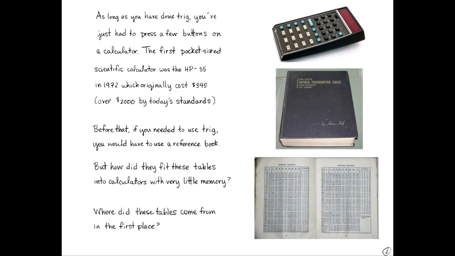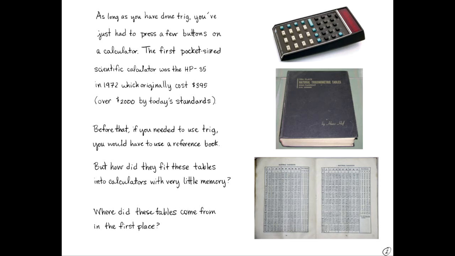You guys have never known a time where calculators didn't exist. Ever since you guys have been old enough to do trig, all you've had to do is press a few buttons on a calculator. But what about before calculators were common? The first pocket-sized scientific calculator wasn't even invented until 1972. And even then, it originally cost $395, which by today's standards is over $2,000 for a simple calculator.